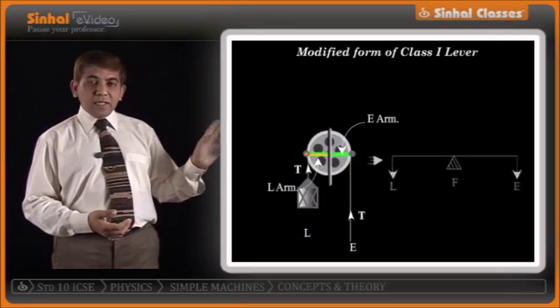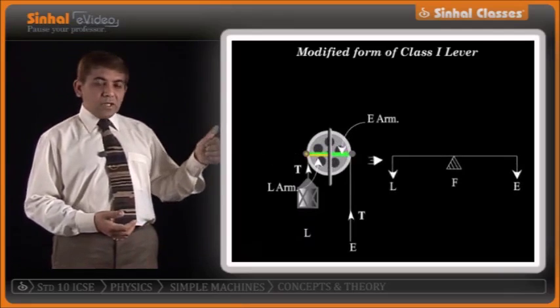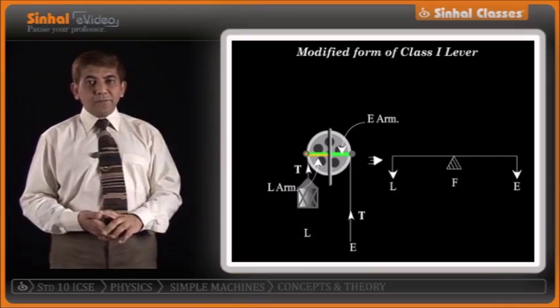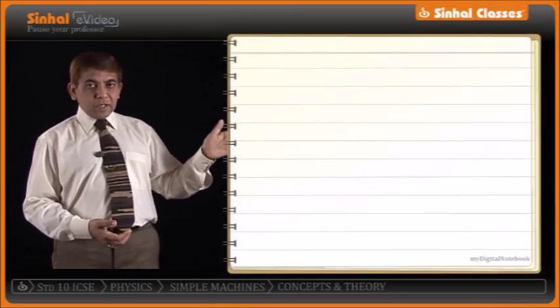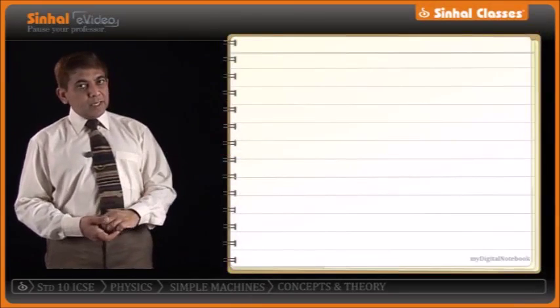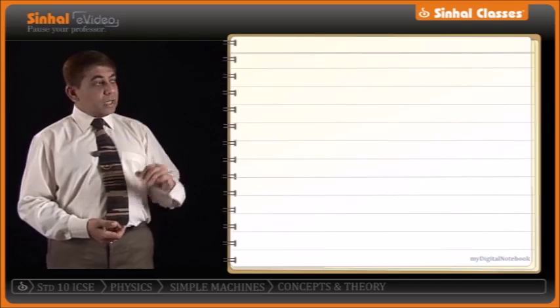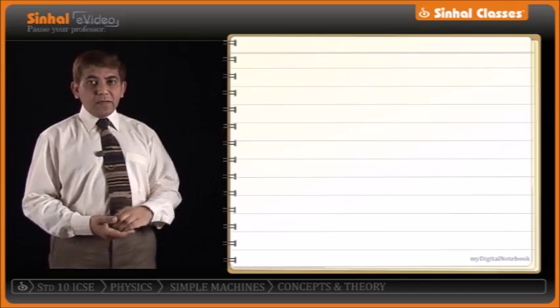Which class of lever does this become? This is definitely going to be a class 1 lever. So with the free body diagram, I can always show that a single fixed pulley is a modified form of a class 1 lever. Another way of determining the mechanical advantage.